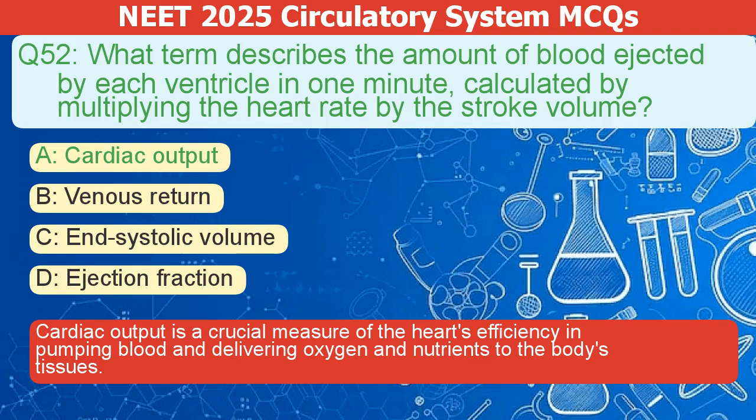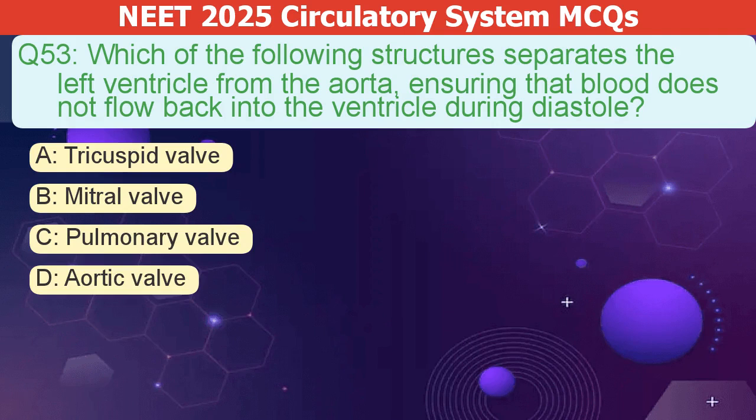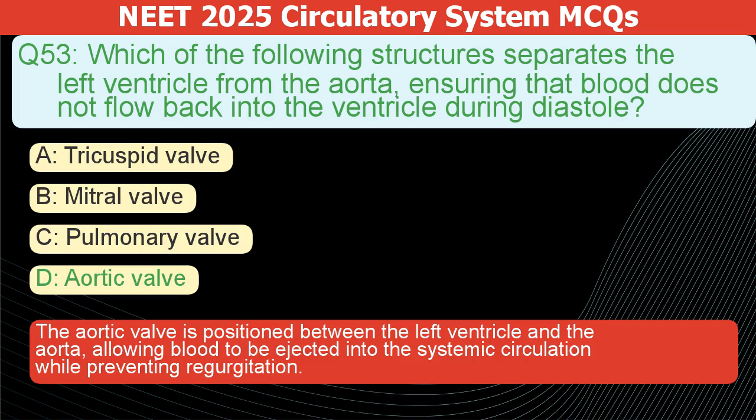Which of the following structures separates the left ventricle from the aorta, ensuring that blood does not flow back into the ventricle during diastole? A. Tricuspid valve. B. Mitral valve. C. Pulmonary valve. D. Aortic valve. The correct answer is D. The aortic valve is between the left ventricle and the aorta. It lets blood flow into the body and prevents it from flowing backward.